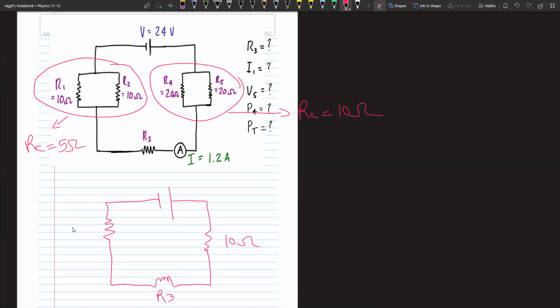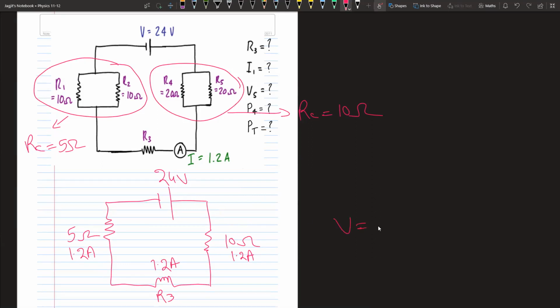This is what we're trying to find. And this one right here is 5 ohms. And total voltage is 24. And the current total is 1.2. So we know 1.2 amps goes through this, 1.2 amps goes through this, and 1.2 amps goes through this. So we can find the voltage drop across this resistor.